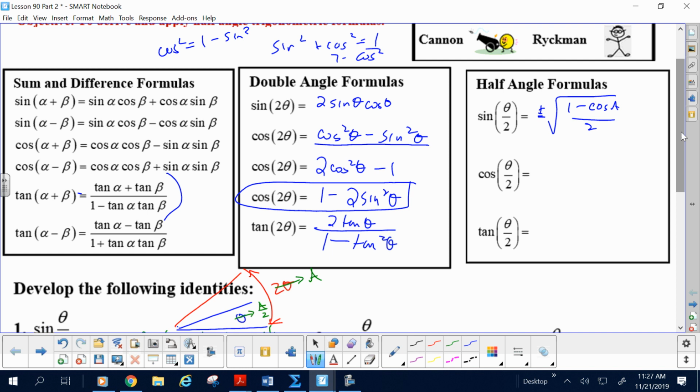Make sure this root extends all the way down so it's not confusing as to whether the 2 is in there. I don't want you writing it like this. The root is all over all. Are you with me? Yes.